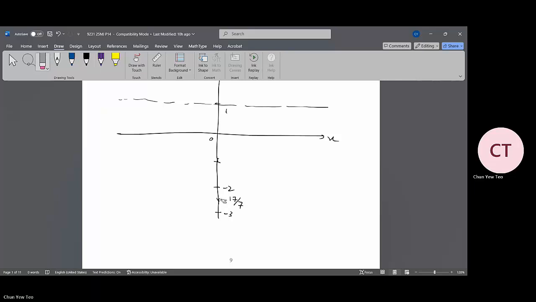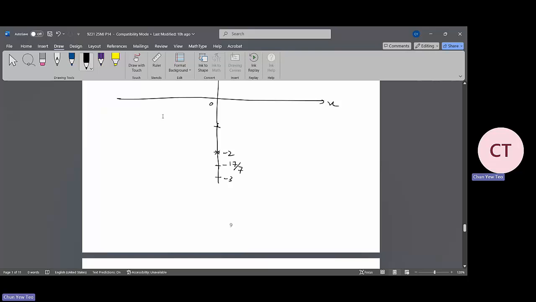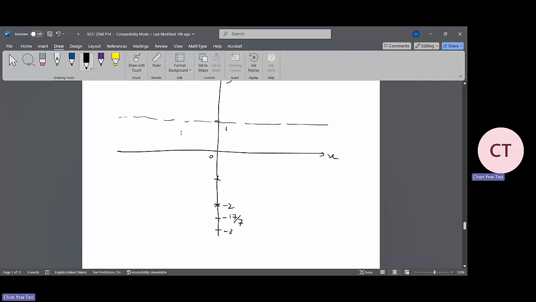Okay. So the graph will pass through this intercept. And you have a minimum. The minimum happens at negative half and negative 17 over 7. This is negative 1 around here, so negative half is somewhere here. So your graph will be like this, and like this.